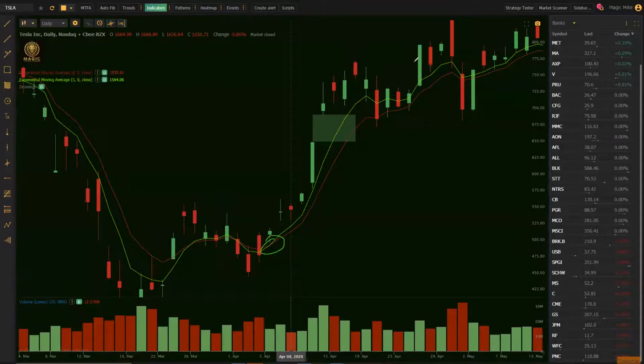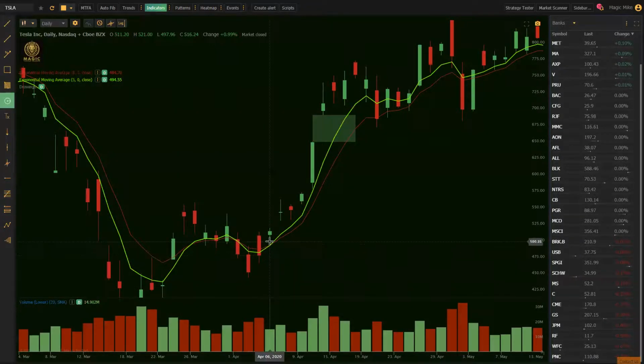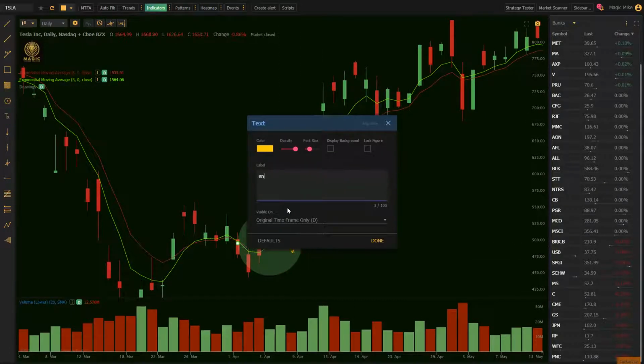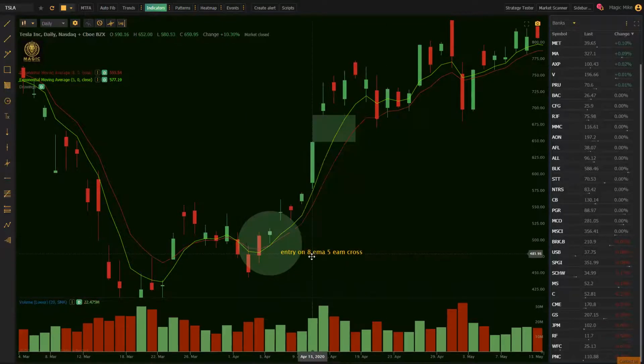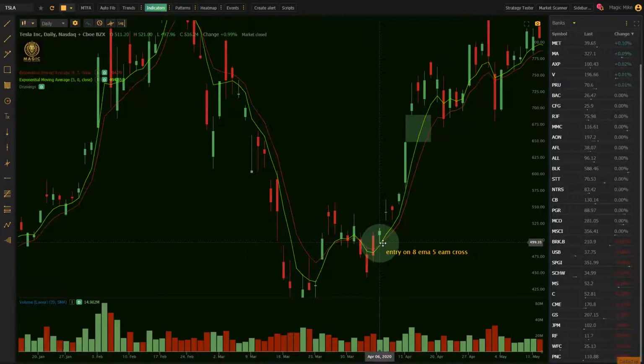I'm actually going to use a little circle thing. So right there was where entry was. We'll just type it: entry on 8 EMA, 5 EMA cross. And that would have been your entry due to the crossing right there. You see the price action was $500, $499. Where are we at now?